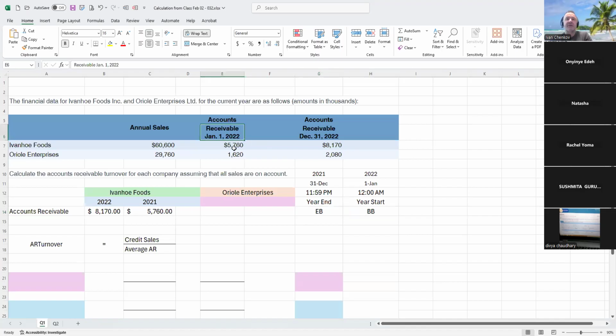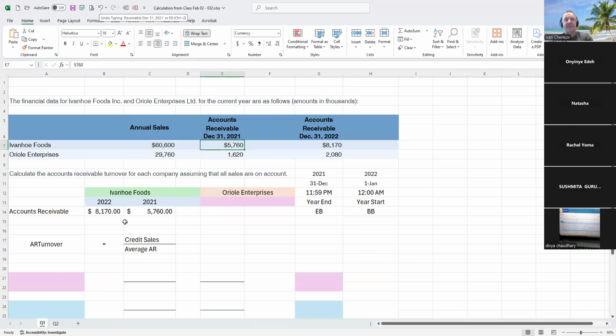So that's why sometimes the question is going to give you receivables at December 31st, 2021, is that much. Or they can give you January 1st, December 31st. Make sense? I want you to understand that December 31st and January 1st are used interchangeably, but they mean exactly the same thing. Make sense?